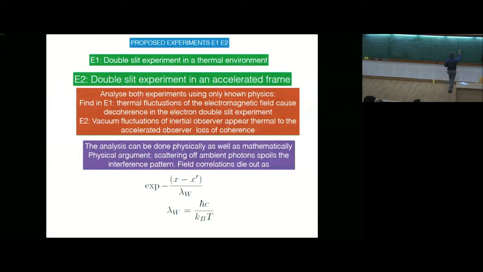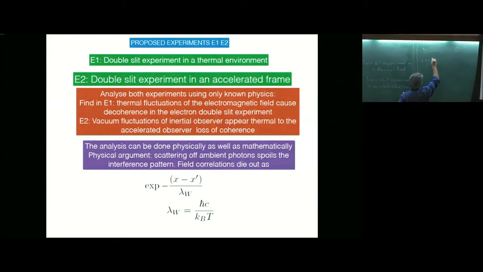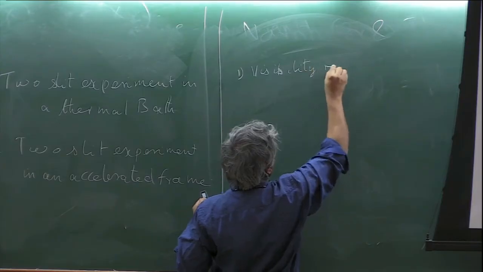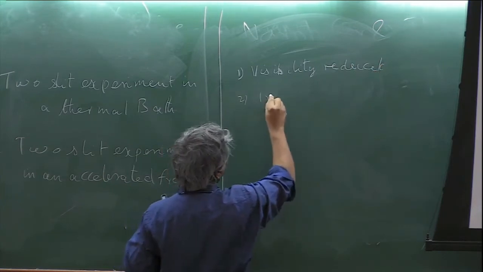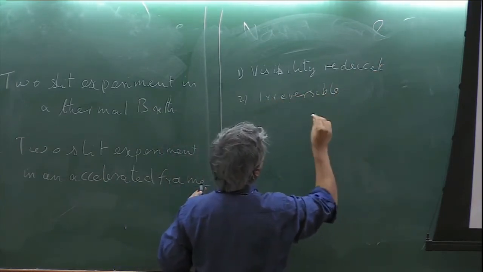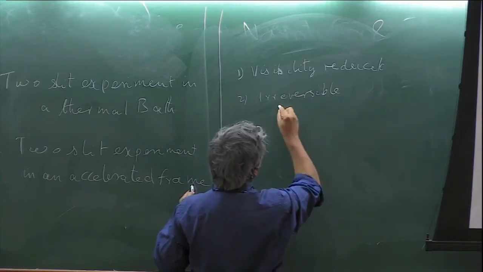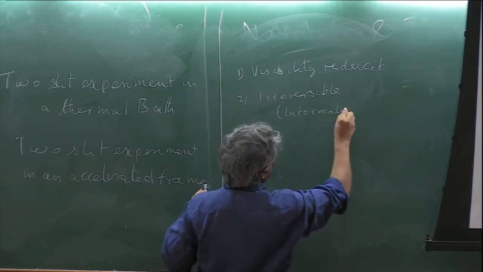What I mean by loss of coherence, I'd like to include two things. One is that visibility is reduced. Visibility of the fringes is reduced. And the second point is that it is something irreversible. Now, these points are very important. We'll come back to them later. Irreversible, that is to say, there should be information loss.